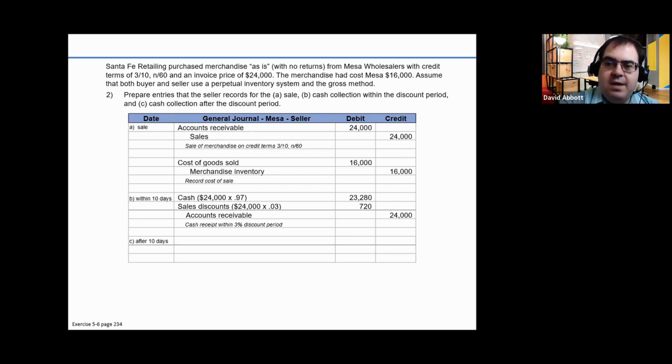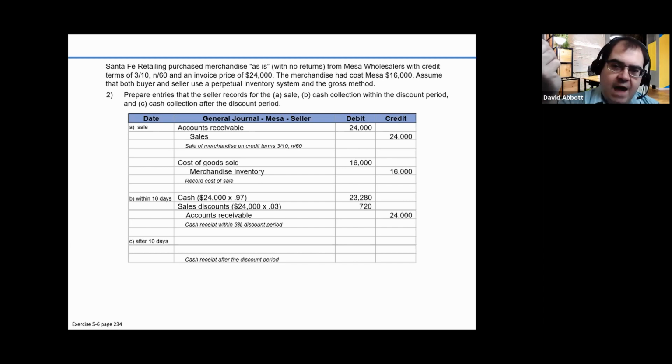You'll also debit the sales discount of 720. Okay. Because you have to account for the amount of discount that you're giving. And then you will credit the accounts receivable the full amount of 24,000, because now Santa Fe Retailing held up their end of the bargain, so their owing balance now is zero.